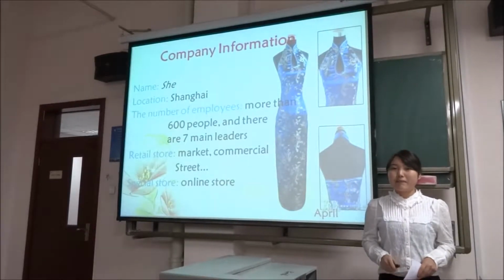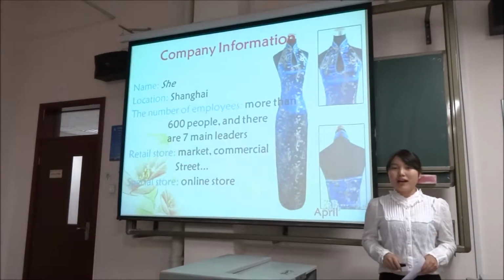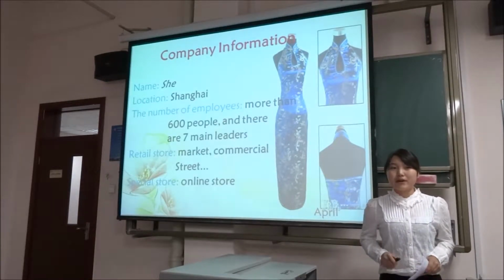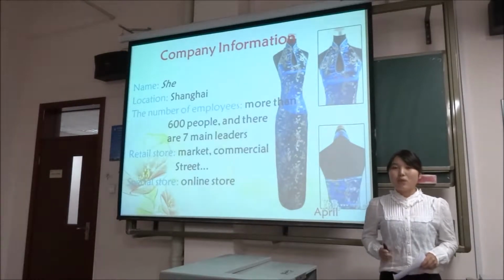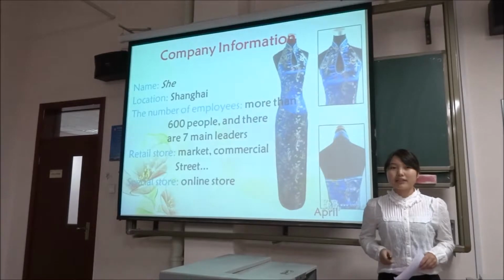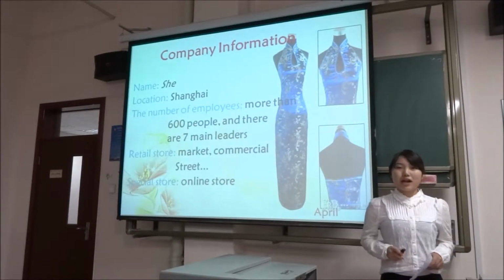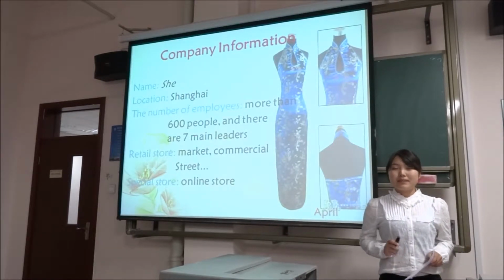Because you know Shanghai is a big and fashionable city in China. More important, Shanghai is near Hangzhou. Hangzhou can provide a kind of material for us, such as silk. Our company has 100 years of history. So compared with other Qipao companies, our production, sales, and customer service are better than theirs. Next, our company has abundant strength. For example, our company has more than 600 people, and there are 7 million liters.